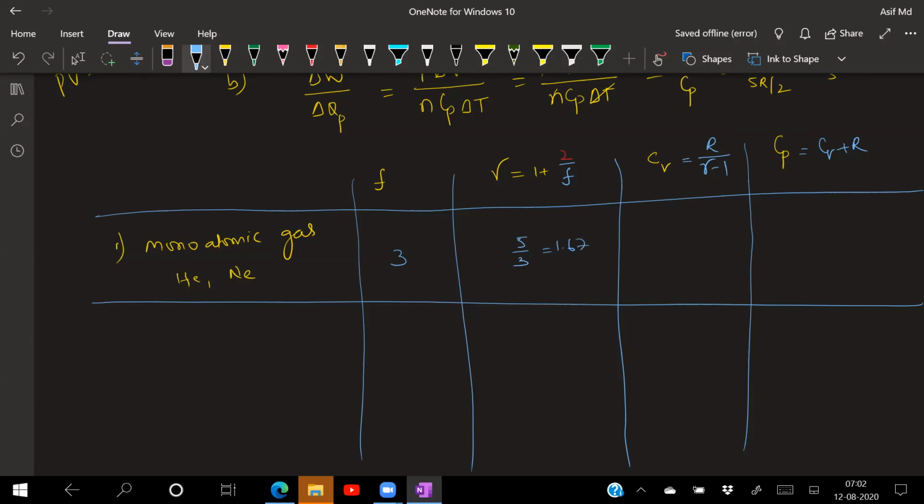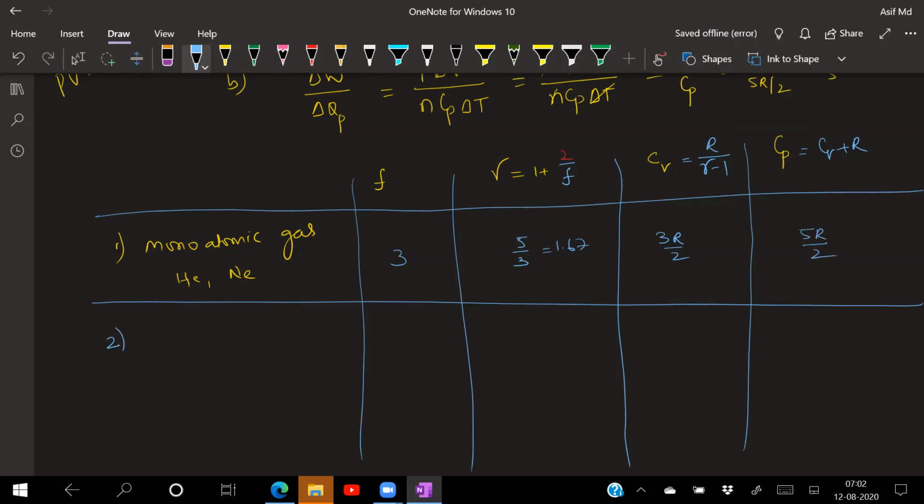Now gamma value I got is 5 by 3. So 5 by 3 minus 1 is 2 by 3. That means Cv will become 3R by 2. Cp value is Cv plus R, so 3R by 2 plus R, that is 3 by 2 plus 1, 5 by 2. So it is 5R by 2.